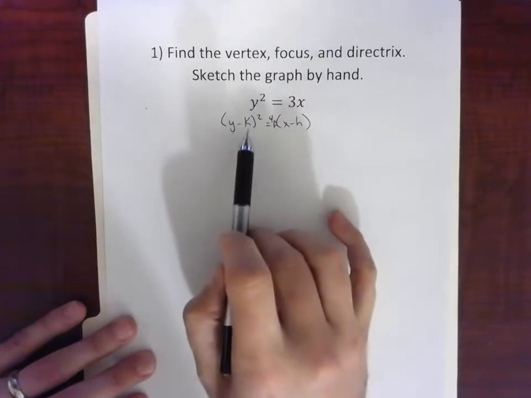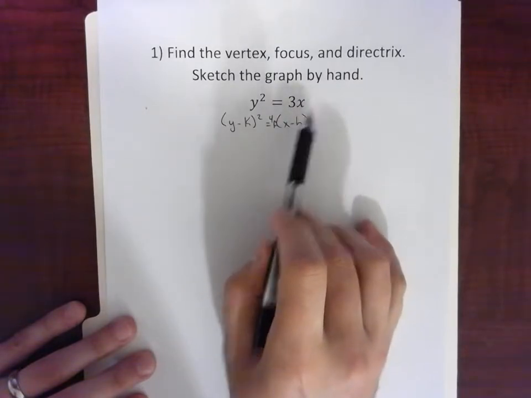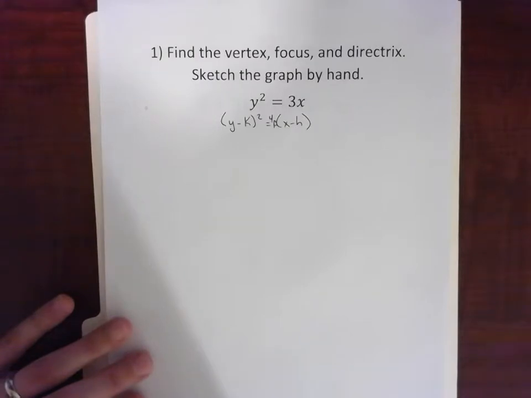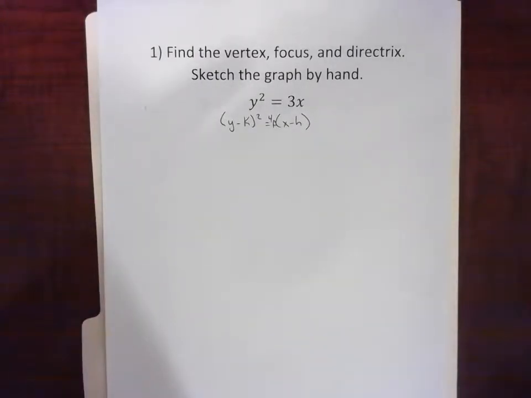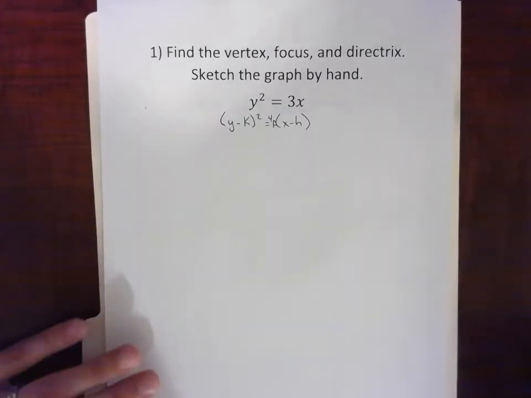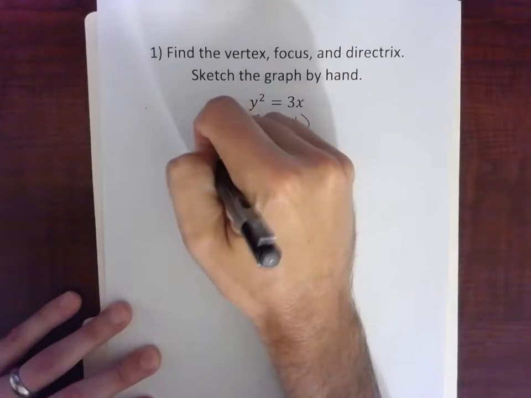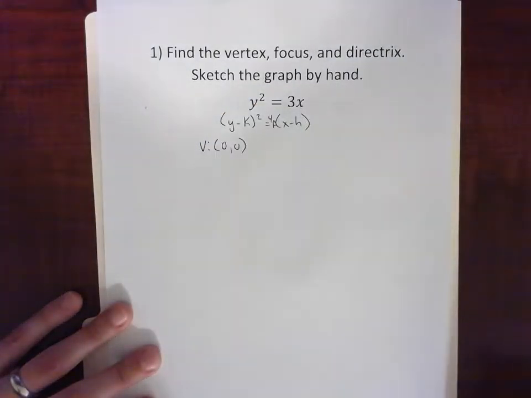Notice I don't see any numbers over here with my y. I don't see any extra numbers with my x. So that simply tells us that its vertex is at 0, 0. So the h, k is actually 0, 0. So that's kind of convenient. So let's just identify that. So my vertex is 0, 0 for this one.